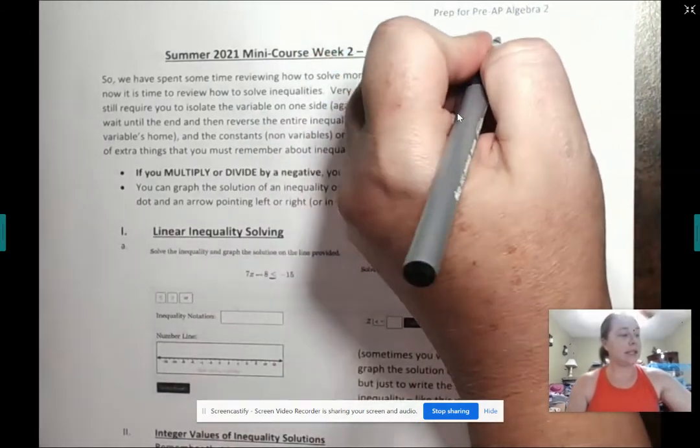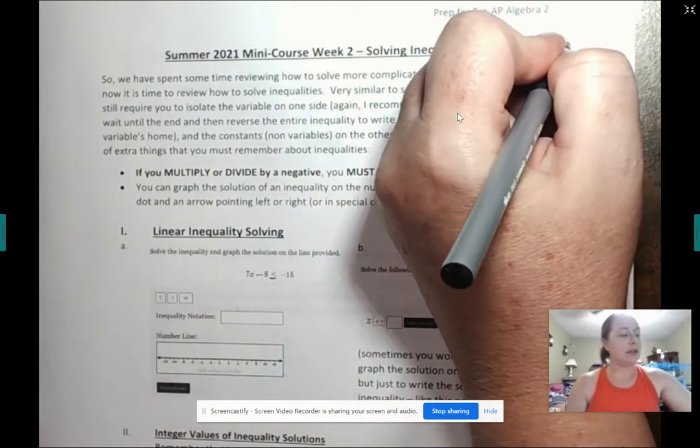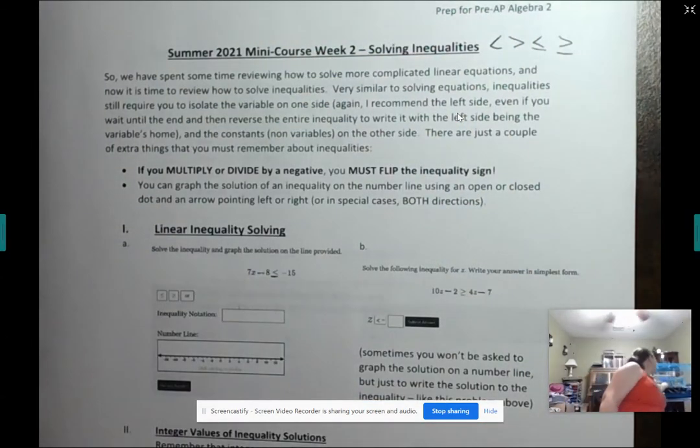Today, we're going to move to solving inequalities. Inequalities would be your less than, your greater than, your less than or equal to, your greater than or equal to.